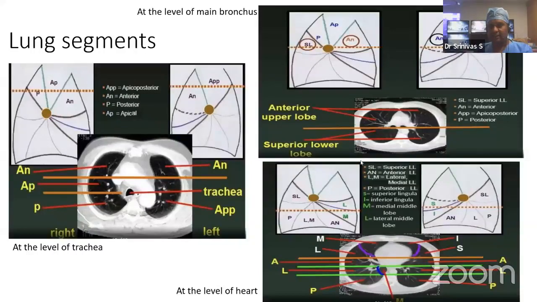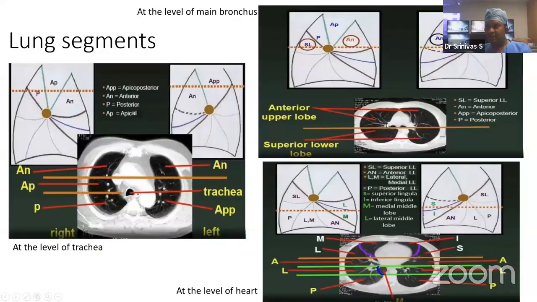So now we will see three places which are at the level of trachea, at the main bronchus and the heart, and the structures which are seen at these places. When the slice we get is at the level of trachea, we find AN anterior, P is the posterior, and AP is the apical lobes of the lung, and APP is the apico posterior lobe of the lung.